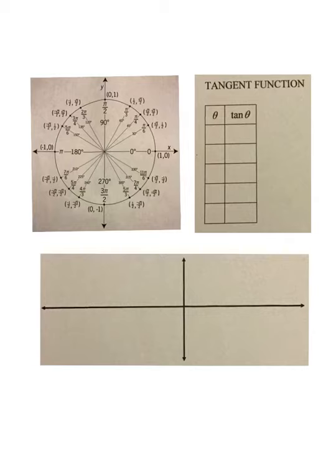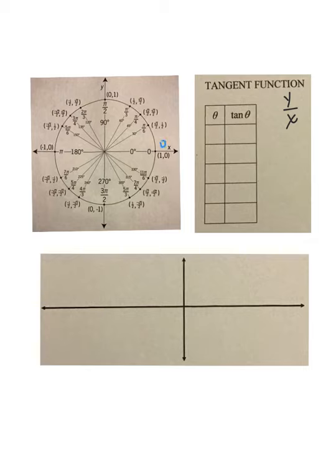We're going to start out by looking at the tangent function. Remember how tangent is defined. Tangent is defined as y over x. If we go back over to our unit circle and start looking at our y over x's, at 0, y over x would be 0.